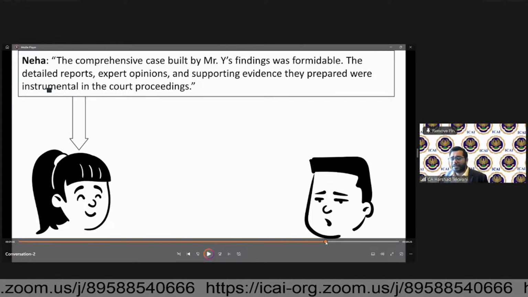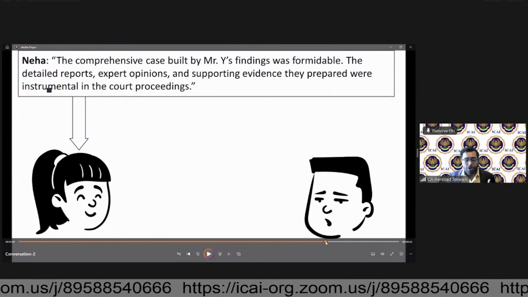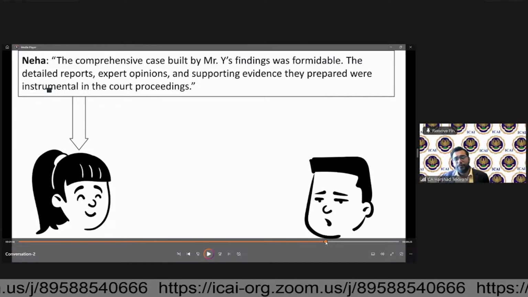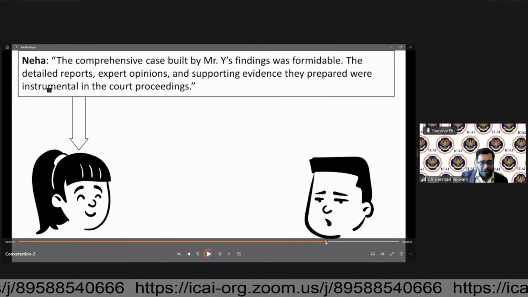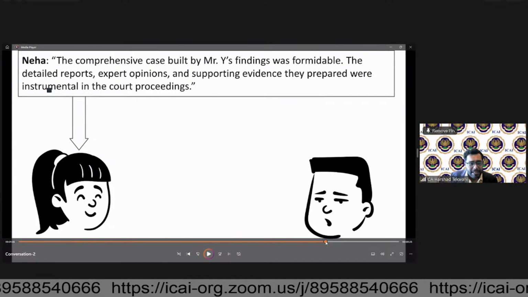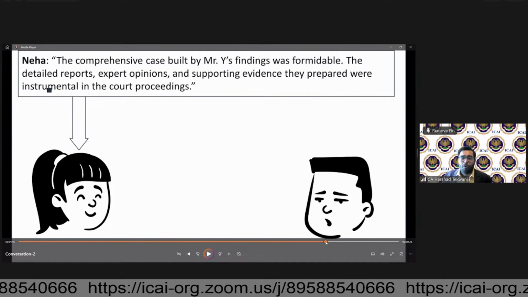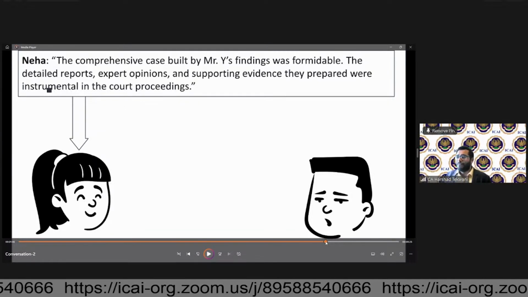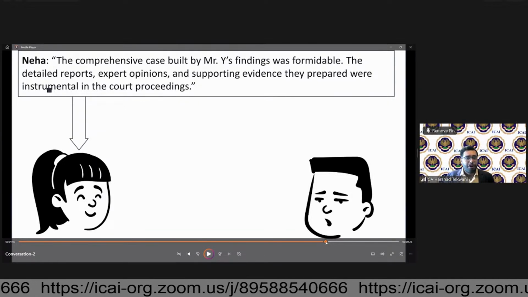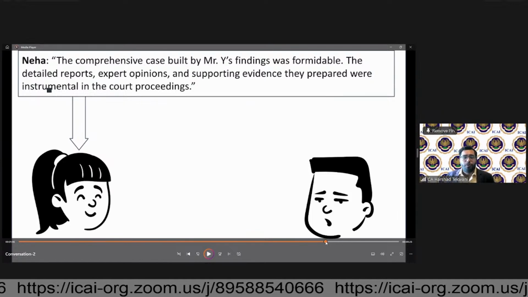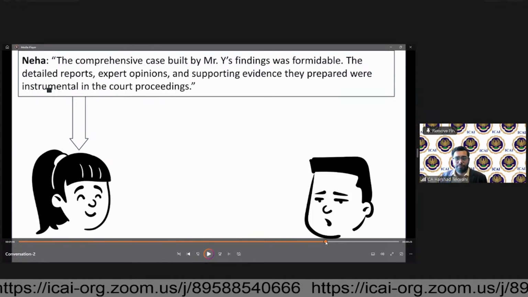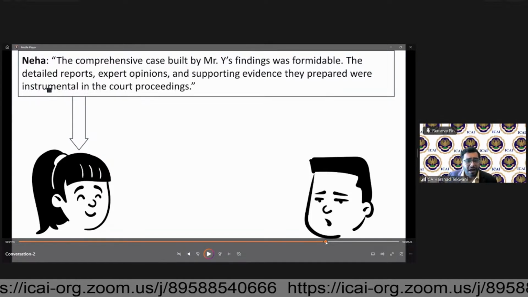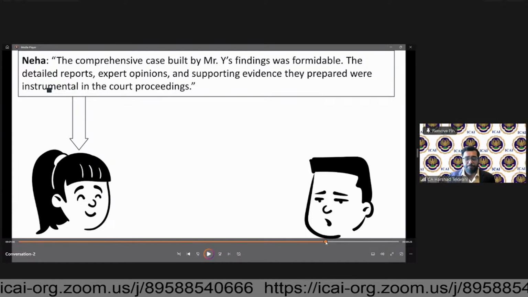And then the sixth part is the court proceeding, because we assume litigation will follow. In a forensic accounting scenario, we perform the engagement so that whatever identification is done and whatever report is prepared is for presentation in a court of law. So court proceedings are assumed in forensic accounting.